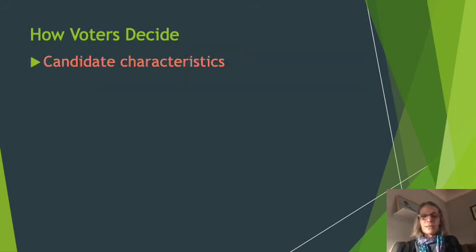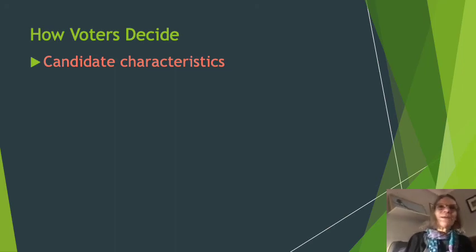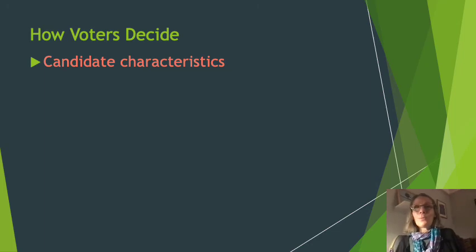And then finally, there are just candidate characteristics that we take into consideration, whether we like to admit it or not. Political science has done some research where you show people pictures of candidates and you don't tell them what party they are aligned with or what their policies are. Then you have people say, would you vote for this person or not? And there are certain characteristics that people like.